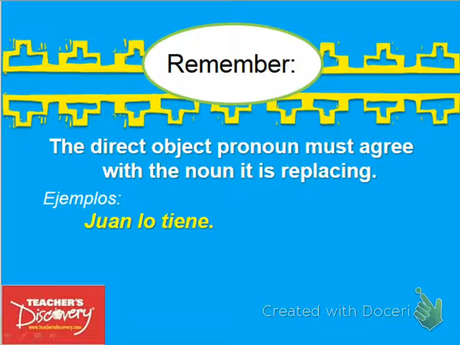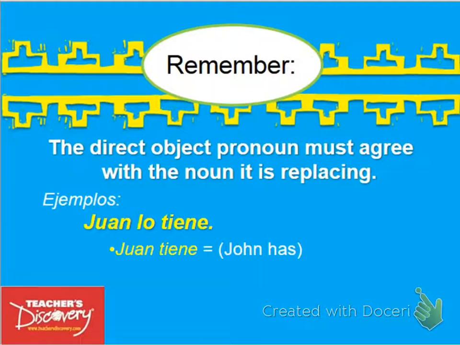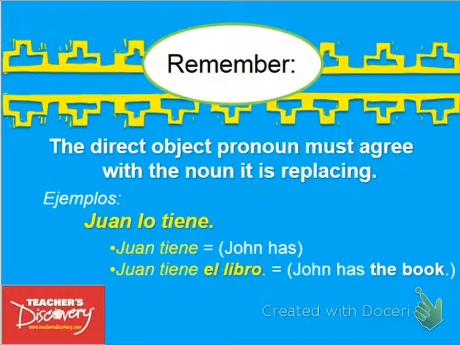Juan has it. Juan and the verb tiene are conjugated. Those two agree. But he has it. What is an it that he has? From this, we don't know. But what we can tell is that the lo tells us that it's something singular and masculine. For example, a book. El libro. El libro would be the book. So el libro would be replaced.